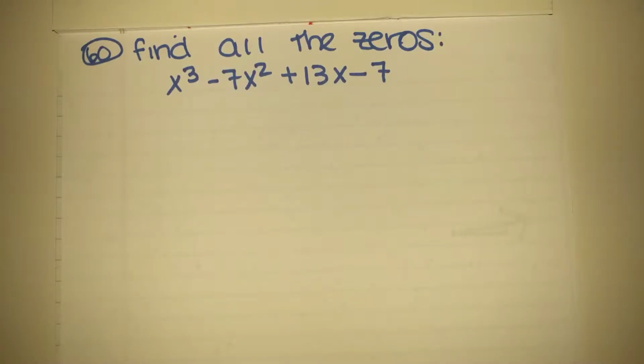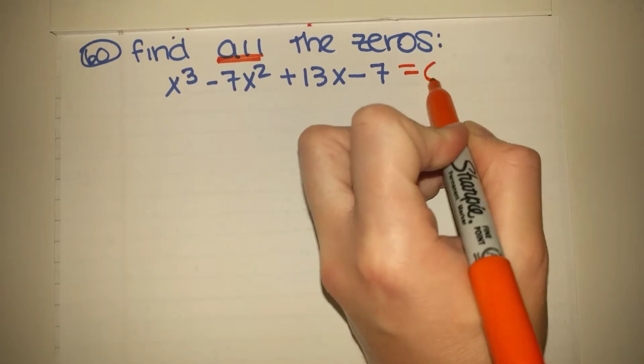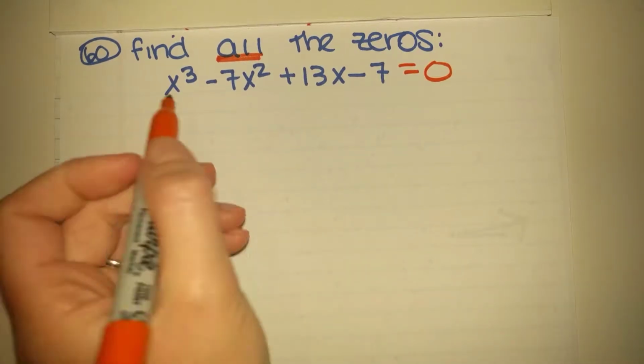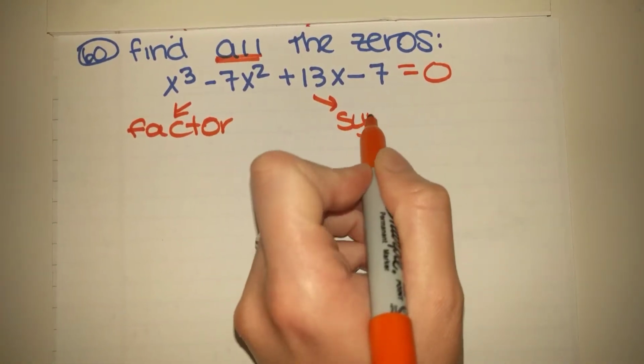So this question is asking us to find all of the zeros for this polynomial. So we want to set the polynomial equal to 0 and then solve that equation. Now you could try to factor it because there's 4 terms, but there's nothing in common to all 4 terms. So again, if you cannot factor it, then you really are only left with the synthetic division method.